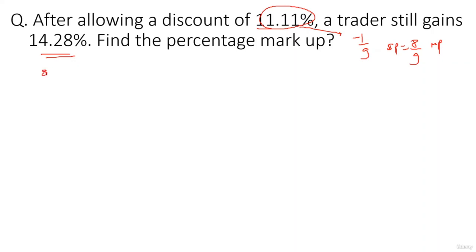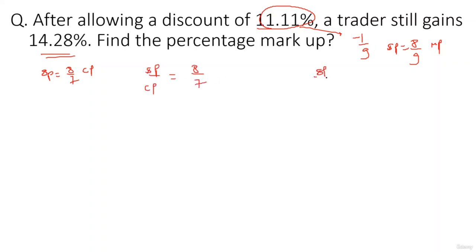So the trader gains 14.28%, meaning the selling price will be 8 by 7 times the cost price, right? Cost price plus 1 by 7th of cost price is 8 by 7 times the cost price. Now, what you can observe from this is that the selling price upon the cost price ratio is 8 by 7.